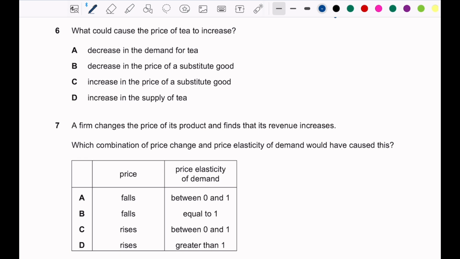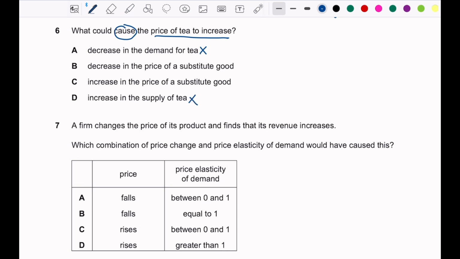Question 6. What would cause the price of tea to increase? So first we need to know cause is the key word, because let's see the answer. A, decrease in the demand for tea and increase in the supply of tea. These two are not the causes. They are the result of the changes in price. So, for example, when the price of tea increases, the demand for tea will decrease. So these two are not the causes. So we can eliminate it, and we are left with B and C.